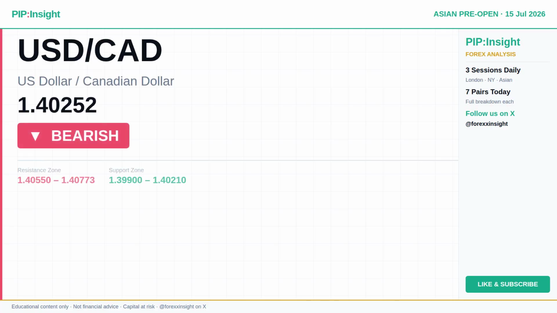Dollar Canada. The chart is showing clearly defined bearish structure on this session. The 4-hour trend is to the downside and the 1 hour is also pointing lower. Resistance is marked between 1.4055 and 1.40773. Support is marked between 1.399 and 1.4021. Here is the full chart breakdown.